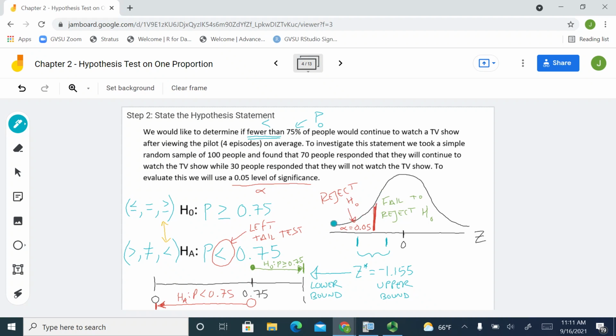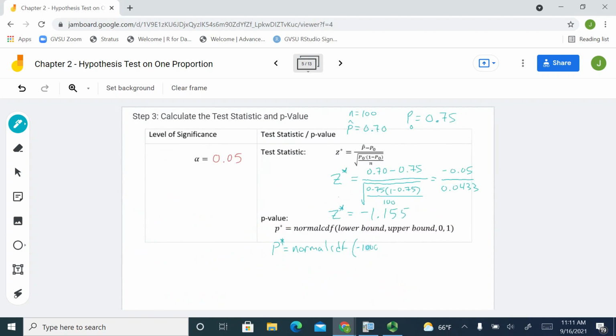Now this curve that makes up the normal distribution goes on forever. We have a horizontal asymptote, so technically this lower bound is negative infinity. We just need to use a really small number so that we get a fairly accurate probability. I like to use negative 1 million in the case that we have right here as my lower bound, and then my upper bound will be this negative 1.155. We'll go ahead and put that in there. So we have a negative 1 million, and then a negative 1.155, and then we have 0, and we have 1. And when we use the calculator in order to generate this probability, we come up with a value of 0.1240.